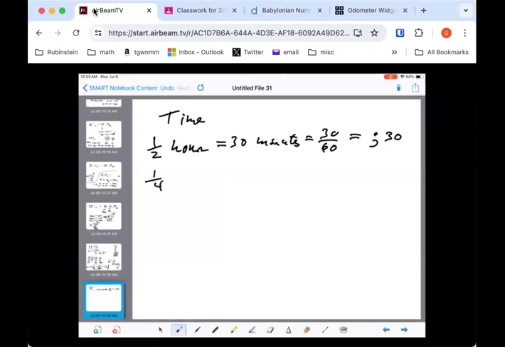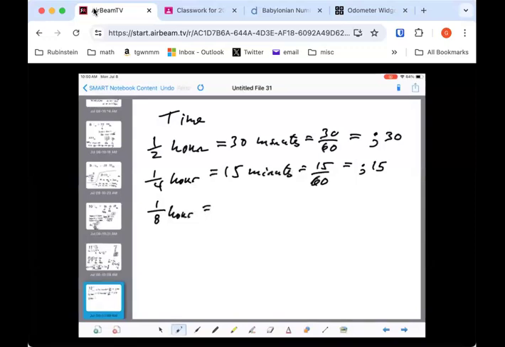Whereas a quarter of an hour is 15 minutes, which is the same thing as 15/60 hours, which in base 60, you'd write as decimal point 15. But an eighth of an hour is half of a quarter of an hour, which is 7 minutes and 30 seconds.